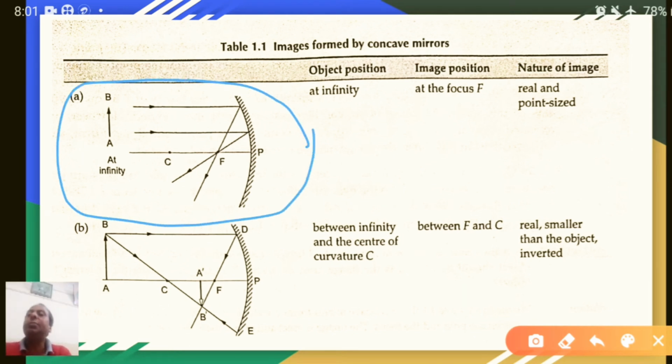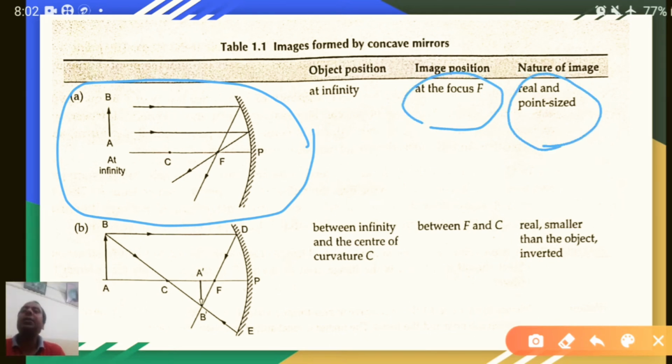The object is at infinity, and practically it has been observed that the incident rays coming from the object at infinity are always parallel to the principal axis. This thing you have seen in the previous video when we explained the rules for the image formation. So any incident ray parallel to the principal axis will pass through focus. In this way the image is formed at focus, real and point sized image.